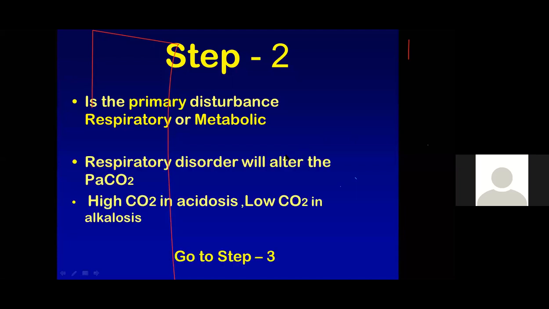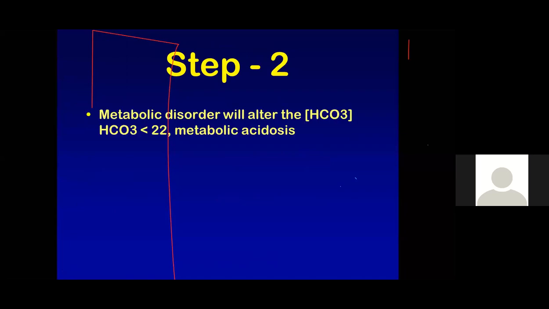So we have to go to step 3. If it is a metabolic disorder, then we have to look into bicarbonate. If the bicarbonate level is less than 22, it is metabolic acidosis, then we have to go for step 4. If the problem is the carbon dioxide level, you go for step 3. If the problem is with the bicarbonate level, you have to go to step 4. That is the simplest thing to look for. When do you say it is metabolic alkalosis? The bicarbonate level should be more than 26. That is the primary abnormality which is present.